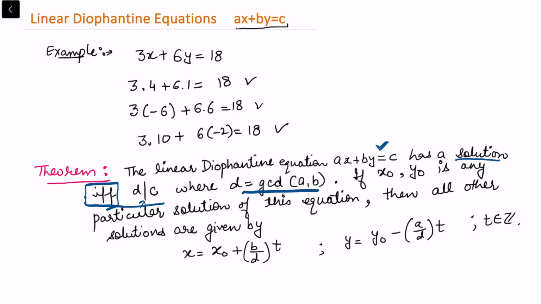So this must hold. And the second implication, we want to show that if x naught and y naught is any particular solution of this equation, then all the other solutions are given by this expression. So x is equal to x naught plus b by d times t, and y is equal to y naught minus a by d times t, and t is integral. So a and b are picked up from the coefficients of x and y, and d is the GCD of a and b, and c is the right hand side of this equation. Now let's first prove this if and only if implication, and then we will come to this result for finding all the other solutions of the Diophantine equation.